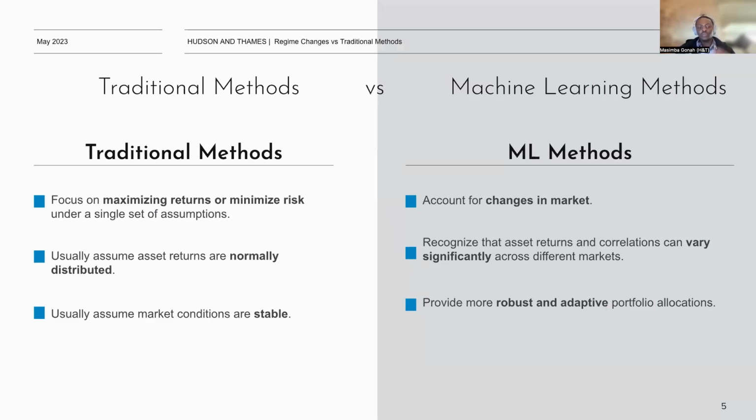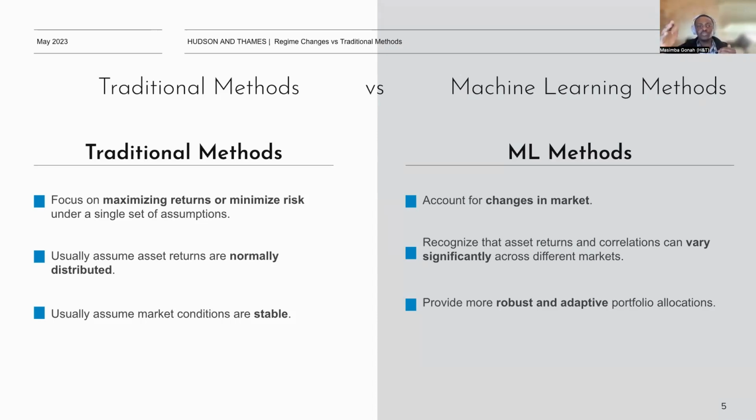Okay, so just a comparison now. We've already talked about traditional methods, in the sense that they focus on constructing portfolios that maximize returns or minimize risk under a single assumption or constraint, aka this could be a Sharpe ratio, or if you think about the Sharpe ratio, trying to maximize the numerator or minimize the denominator.